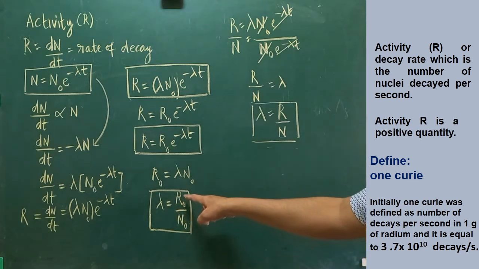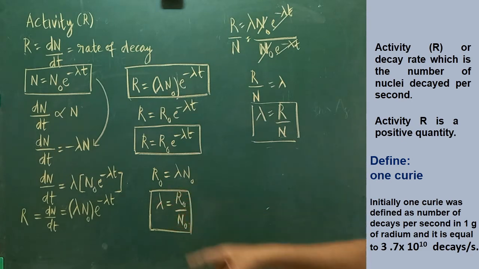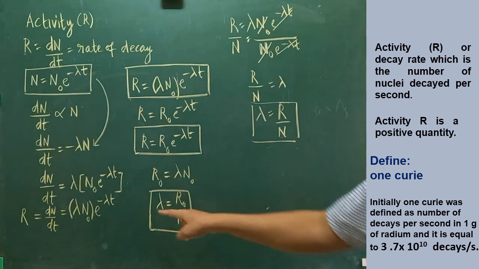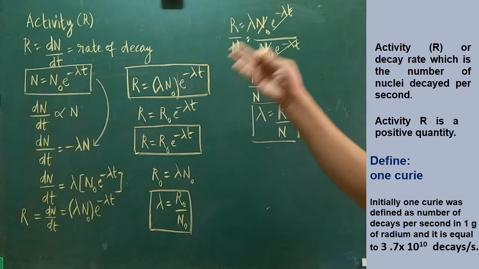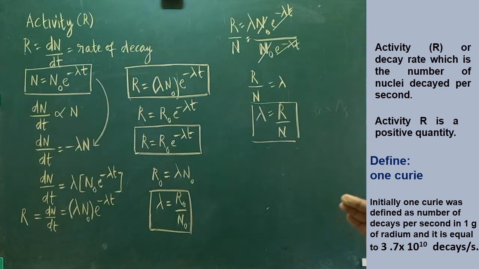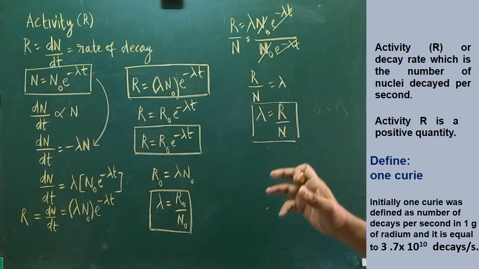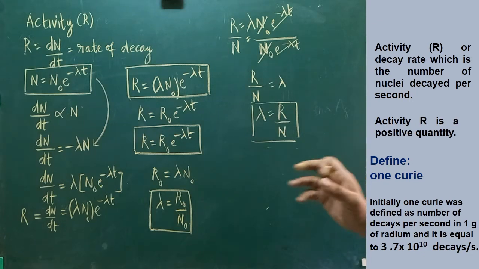By using the initial activity of the sample and the initial number of atoms, another lambda can be obtained, but both the two lambdas are the same. Both are giving the same disintegration constant. Our ultimate aim is you should know what is activity. Activity is a physical quantity with the help of which we are able to measure the rate of decay. Rate of decay is how many radioactive nuclei disintegrate per unit time. That measure is called R.